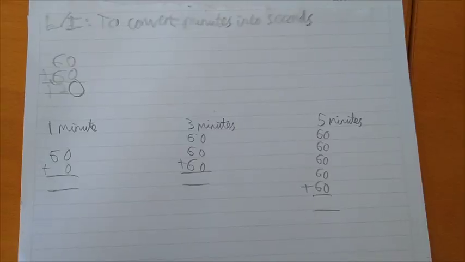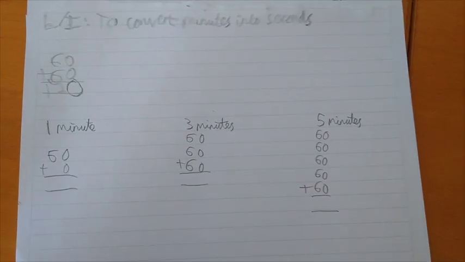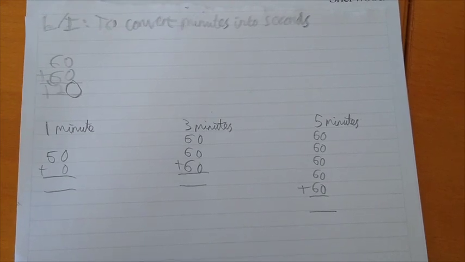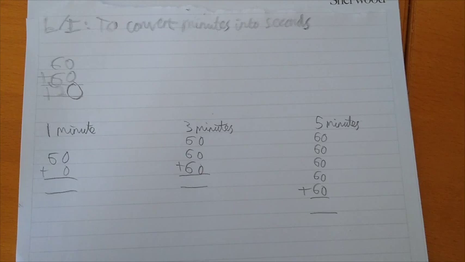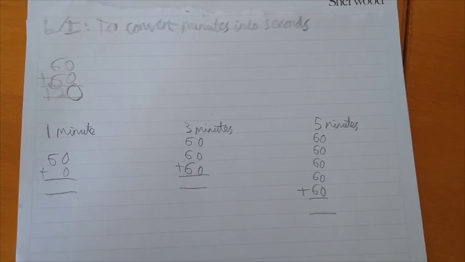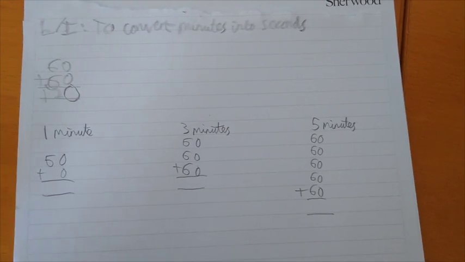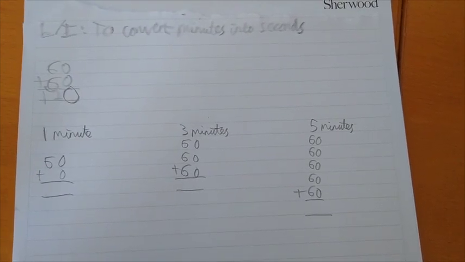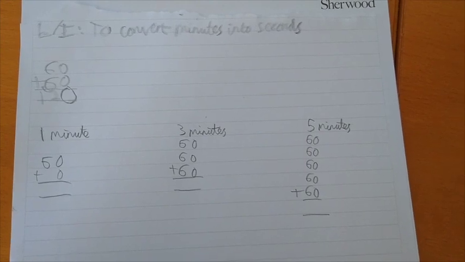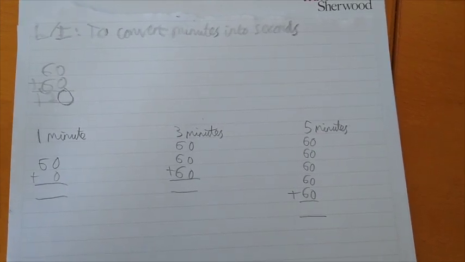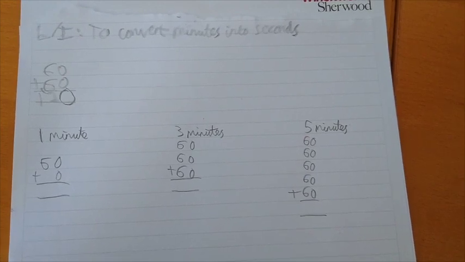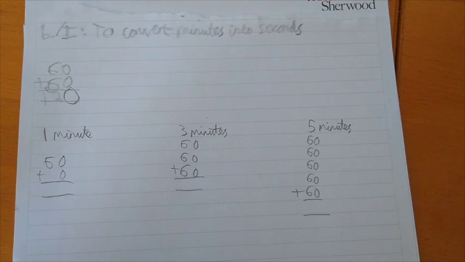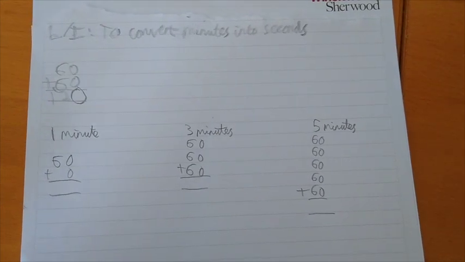So what we're going to do now, Year 3, is see how many seconds there are in 1 minute, 3 minutes, and 5 minutes. So what we have here is our working out for each of the groups of minutes. In 1 minute, we just have 60 seconds. In 3 minutes, we have three lots of 60 seconds, there being 60 seconds per minute and 3 minutes. And for five, we are adding five lots of 60 because there's 60 seconds per minute and there are 5 minutes. Please pause the video whilst you have a go at working this out.